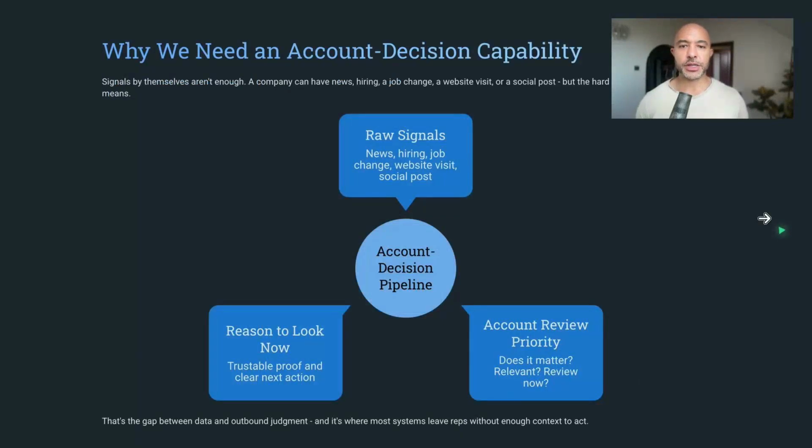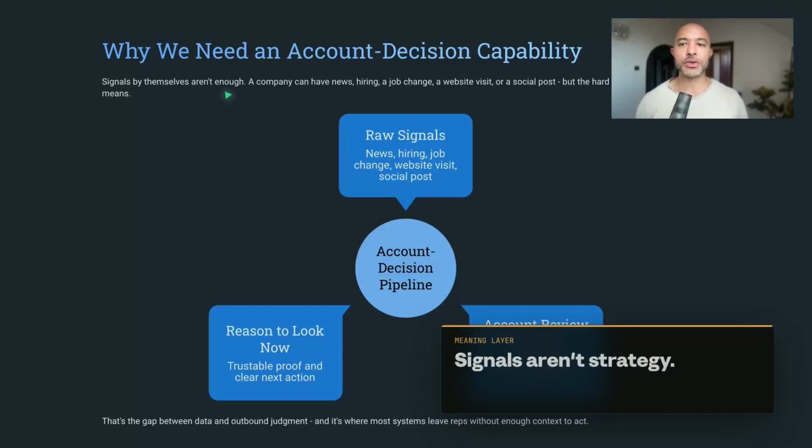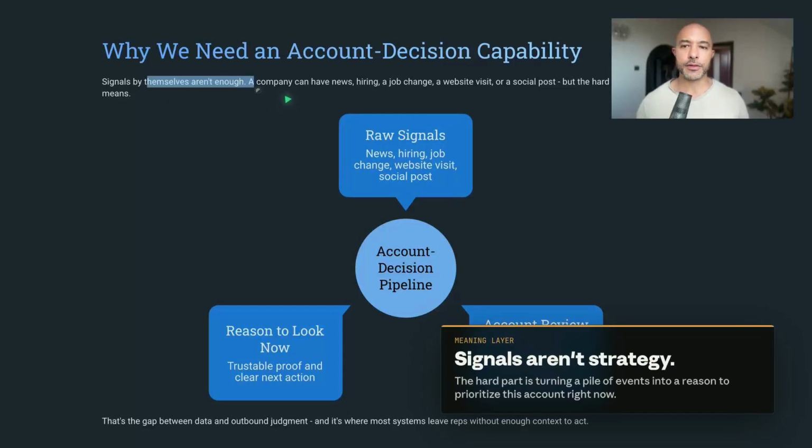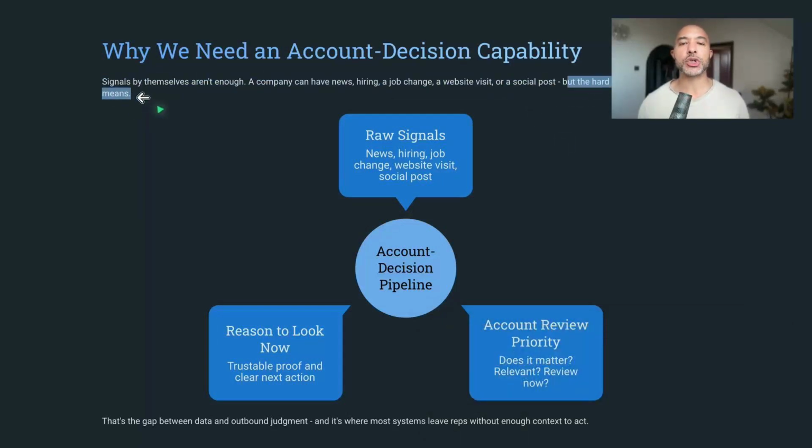Basically, we have the raw signals, but signals alone are not really enough. A company can have news and hiring and job change events, or they visited your website, or they made a social post. But the hard part is really deciding what it actually means. Being able to get the signals is one thing; turning a pile of signals into meaning as it relates to your solution is another thing.